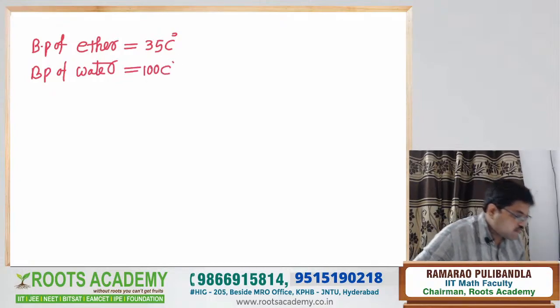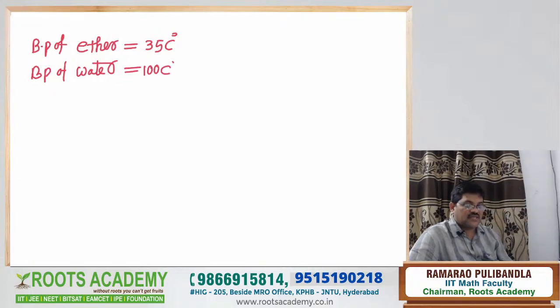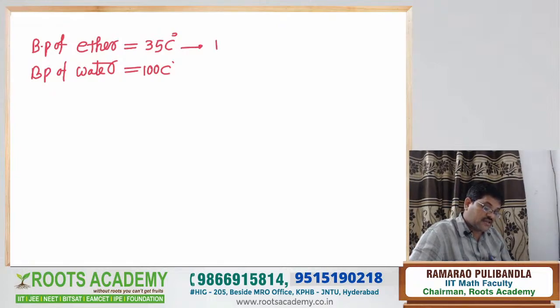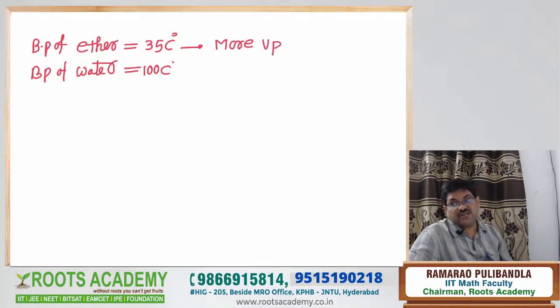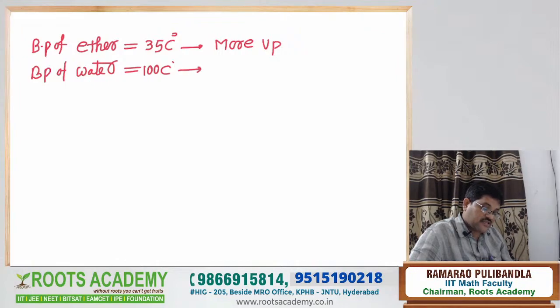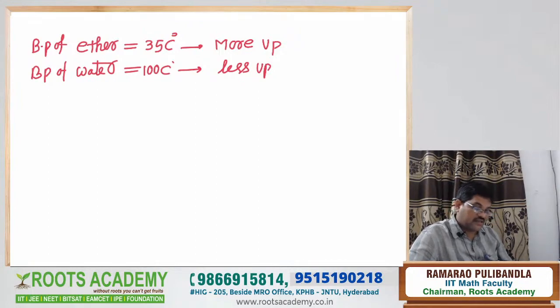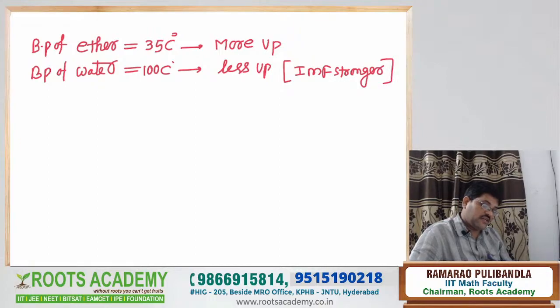Now, based on the boiling point of ether, 35, and of water, 100, which liquid can show more vapor pressure? The liquid with boiling point 35, ether, can show more vapor pressure. Water, with boiling point 100 degrees, can show less vapor pressure. Why? Because in water the intermolecular forces are stronger, and in ether the intermolecular forces are weaker. That is the simple logic.